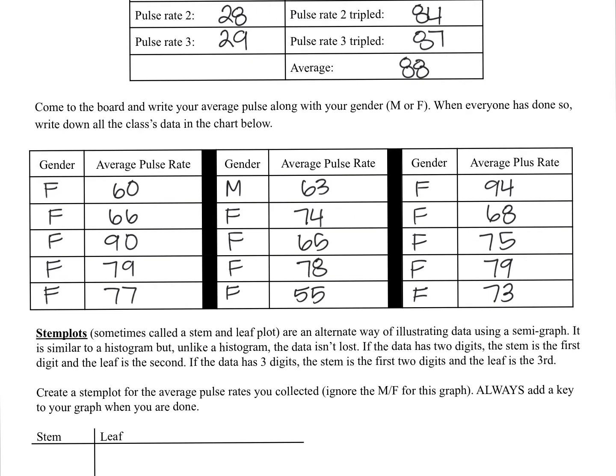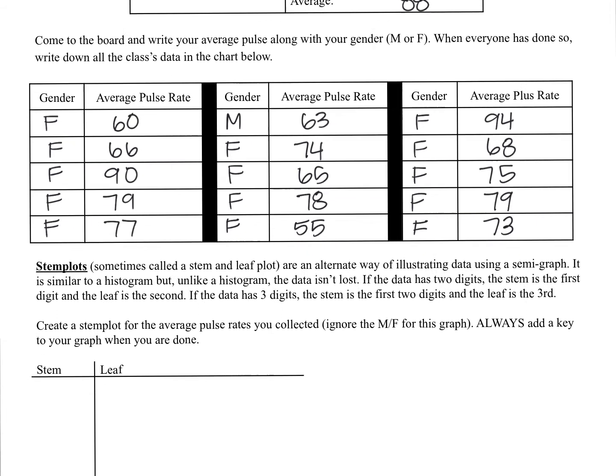So a stem and leaf plot is an alternate way of illustrating data. It's kind of like a graph, but it still involves using our data as numbers. It's similar to a histogram, but unlike a histogram, when we graph it, we lose the data. In a stem and leaf plot, we don't.